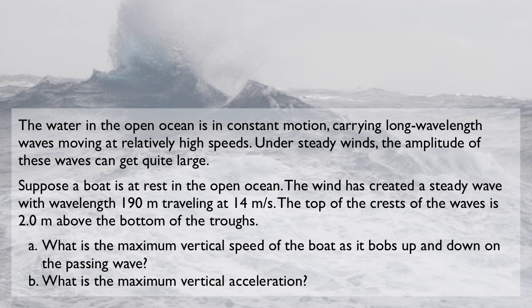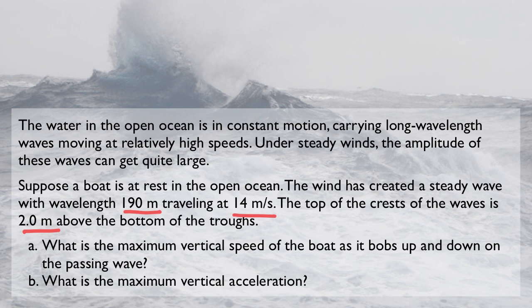Now let's take a look at what this is asking. Okay, so an ocean wave is going by, and the waves have a wavelength of 190 meters. That's actually typical for waves in the open ocean, traveling at a speed of 14 meters per second. Again, a typical value. The top of the crest of the waves is 2 meters above the bottom of the troughs. Again, typical values. And I wanted to just mention, I spend a lot of time trying to get numbers that are realistic, so that when you end up solving a problem, you end up getting a number that tells you something about the world. So when this wave passes, the boat bobs up and down.